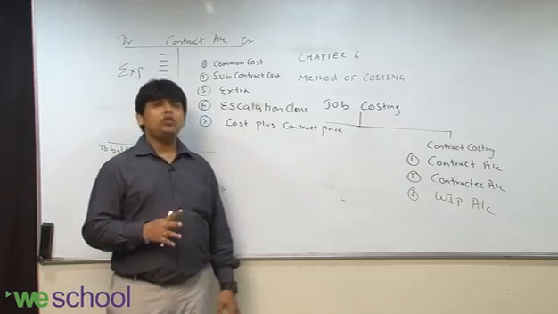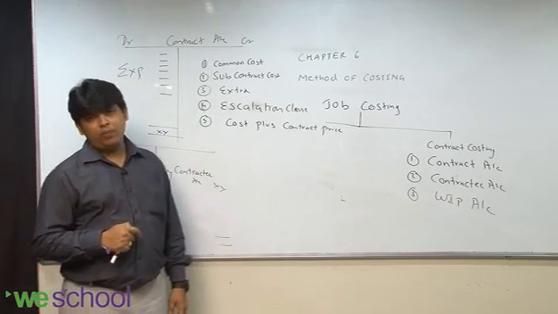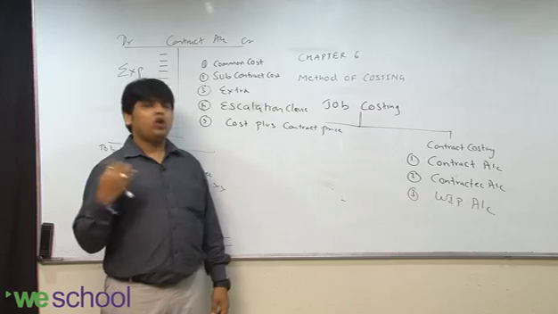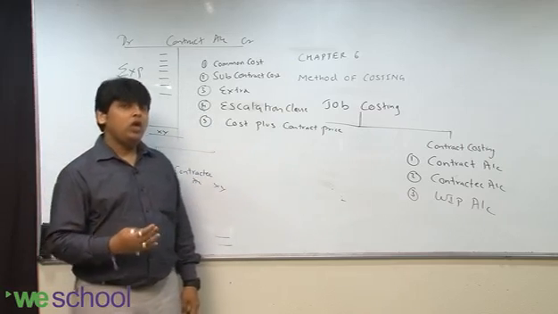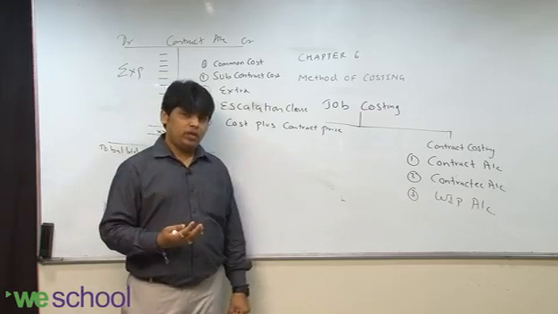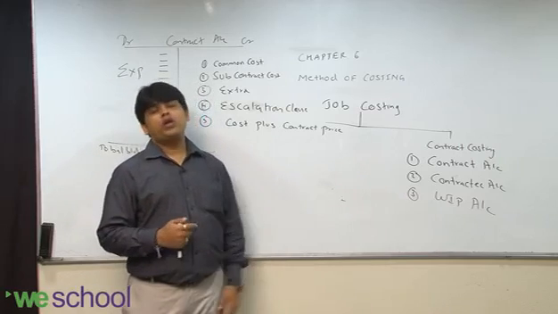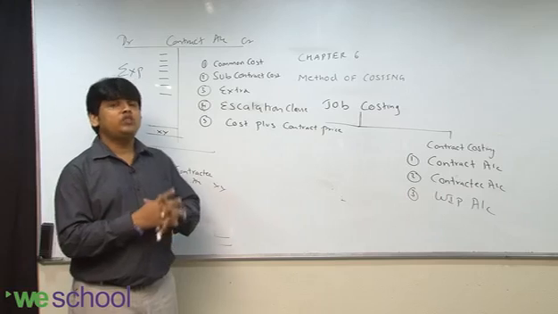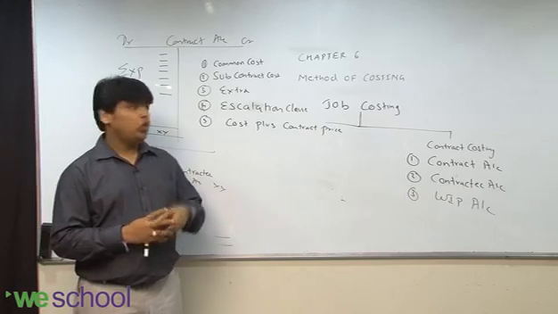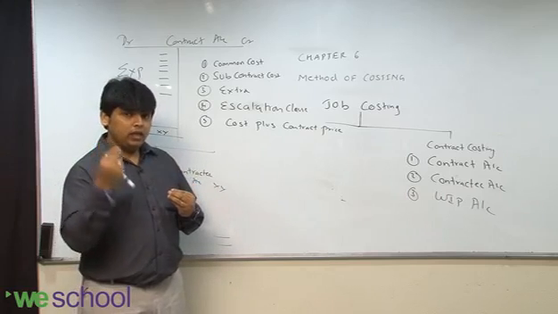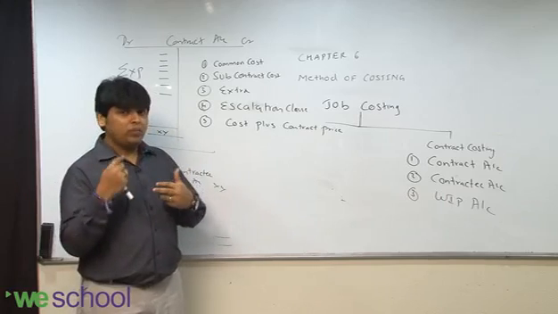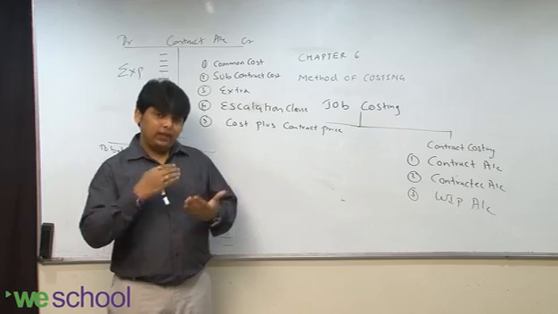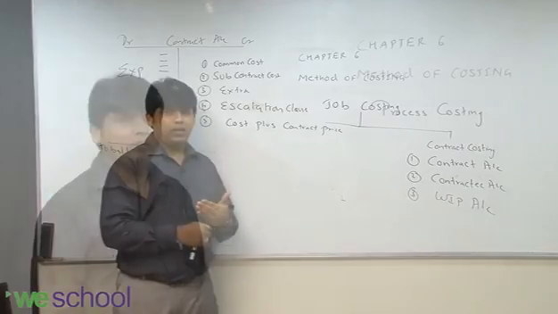This method is best suited for construction companies, whether it is dam construction, commercial complex or residential complex construction, or an infrastructure company. All those companies will follow contract costing. So I hope now the one part, job costing, is very much clear to you all. Take a break and revise the things which I have explained. Pause this video, revise the things, and then listen to the next part.